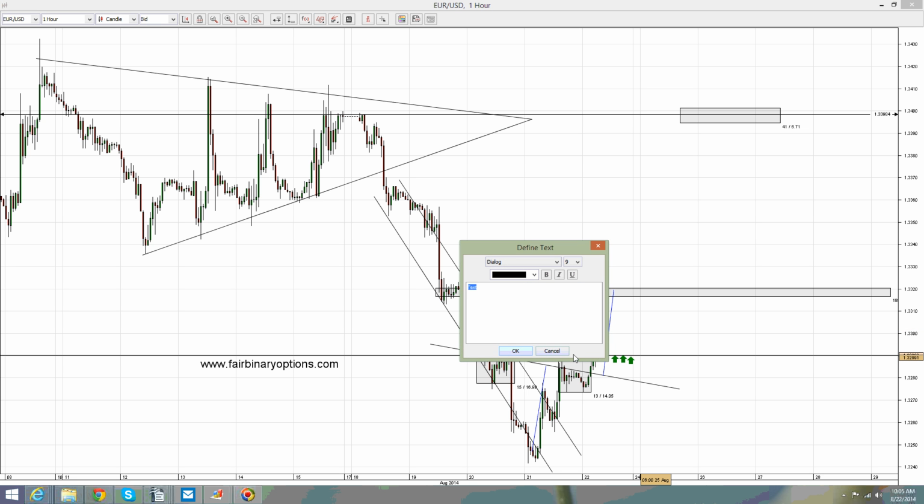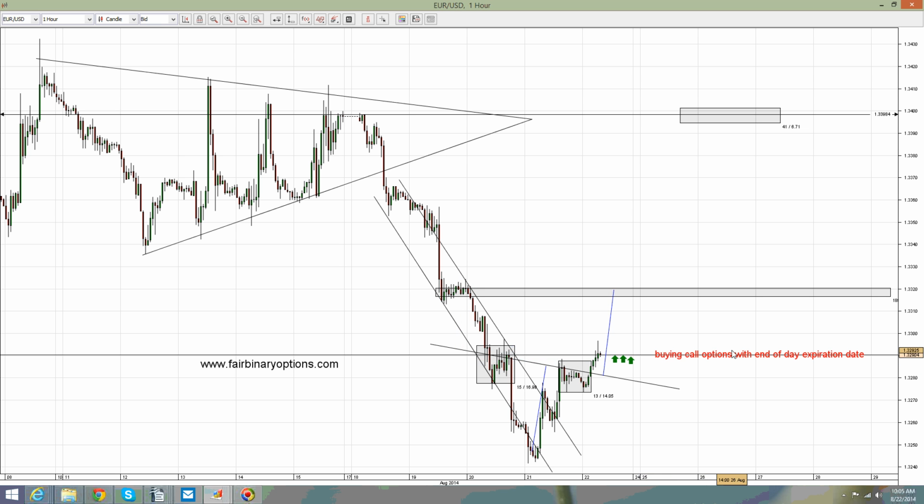Buying call options with end of week, end of day actually, because this is Friday, expiration date for the euro and the US dollar, and like mentioned earlier, the path of least resistance out of this inverse head and shoulder. By the way, the inverse head and shoulder is also on the euro and Great Britain pound. So the path of least resistance seems to be to the upside rather than downside.